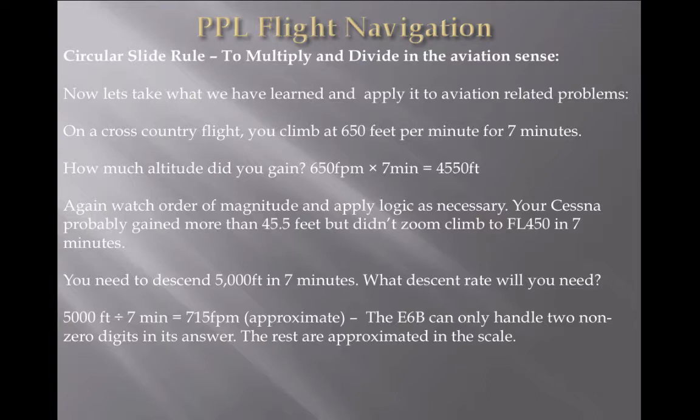And I say roughly because the Wizz Wheel can only handle 2 non-zero digits in its answer. So we do approximate, but again, we do roughly the same thing when we're trying to work out our order of magnitude. Just get used to that process. All right?